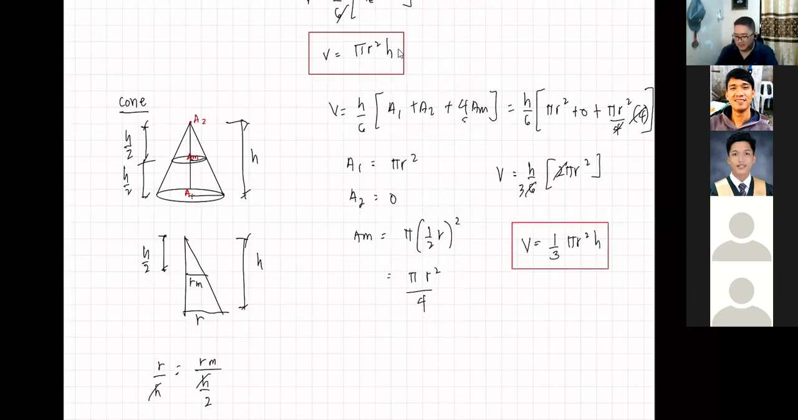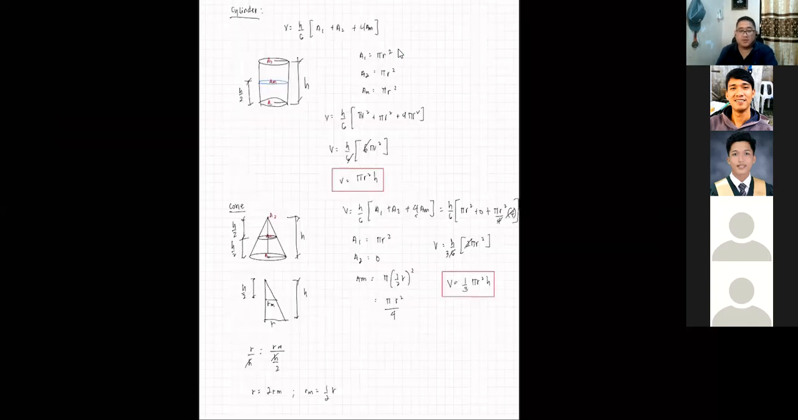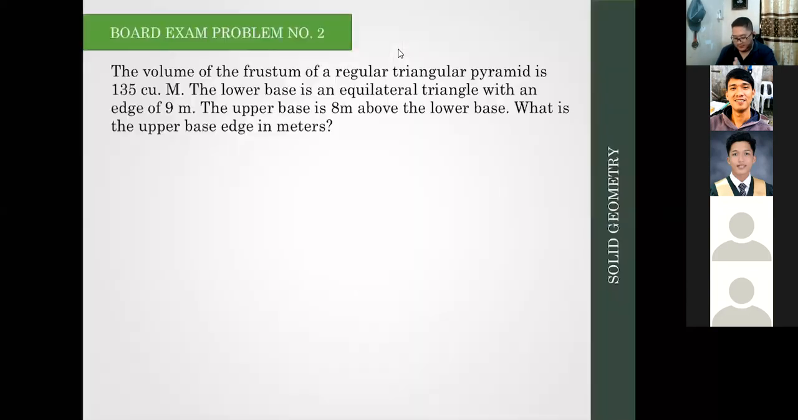Okay? So, kumbaga, another proof lang na when using yung prismatoid formula, we can always derive yung formula natin for volume of the other shapes natin. Okay? So, for the others, you can try it out. Pero ito lang yung papakita ko, yung dalawa lang. Okay? So, punta na tayo dun sa next problem natin.